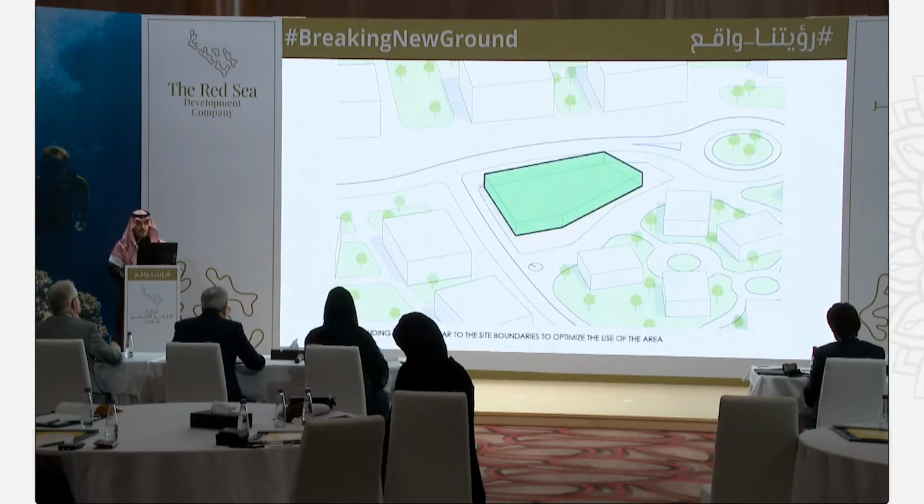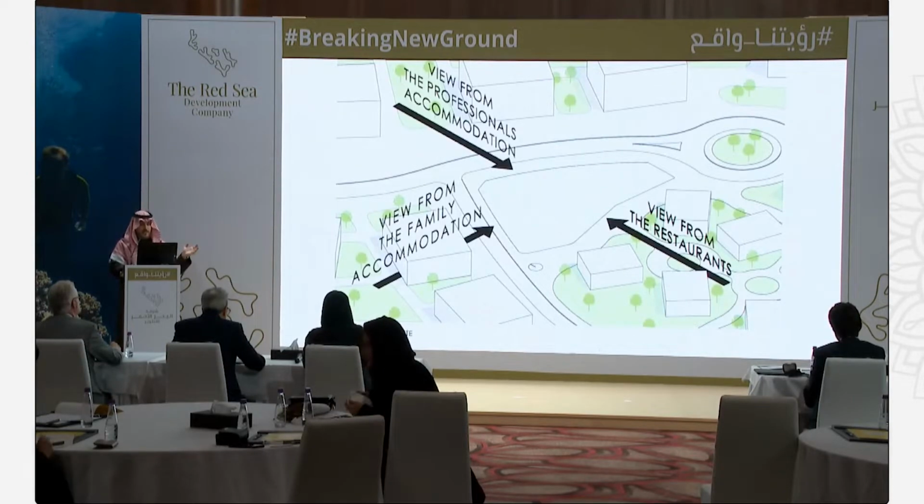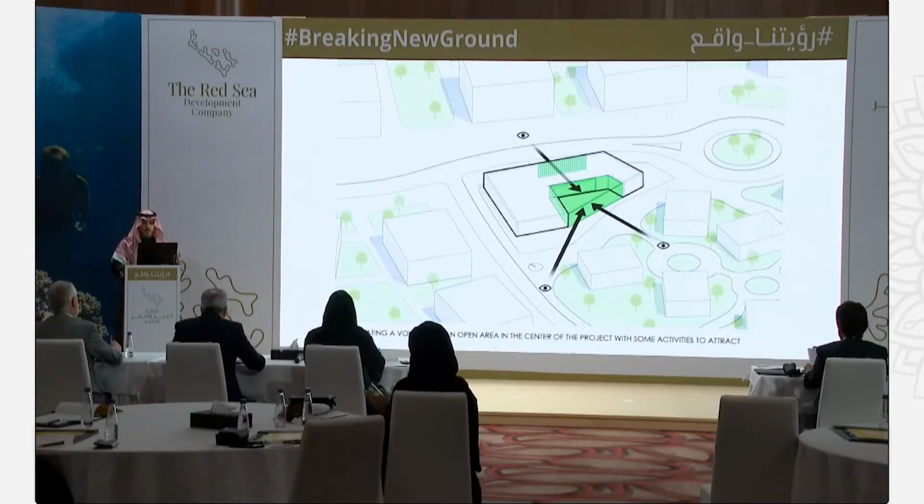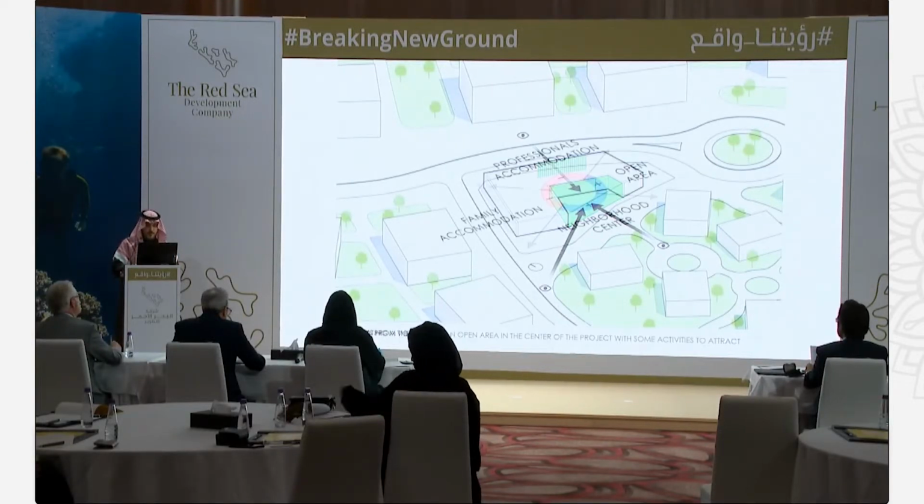I've started by extruding a shape that is similar to the site boundaries to optimize the use of the area. And this is the analysis of the views to the site from each side. So I have created a void in the center of the project, which can be a vital outdoor area that can be seen from all around the project, and it will attract visitors.